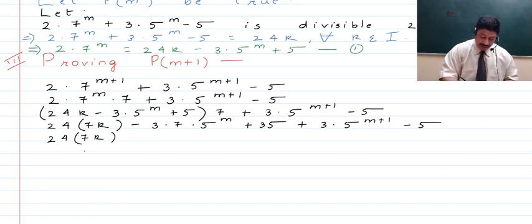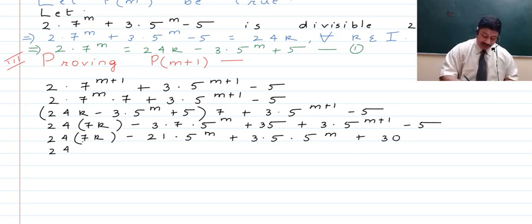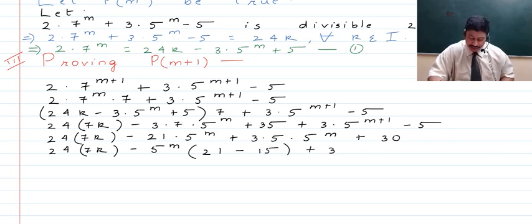So we can write that as 24 times 7k minus, we have 3 into 7 is 21 times 5 raised to the power m, right? And plus we have here 5 which can be taken out. As such, we can write this as 3 into 5, which is further multiplied with 5 raised to the power m, and to that is to be added 35 minus 5, which is 30. Next, now you can write this as 24 times 7k, from which now here we will be taking 5 raised to the power m to be common outside. As such, here we have 21 minus 15 and plus 30, right?